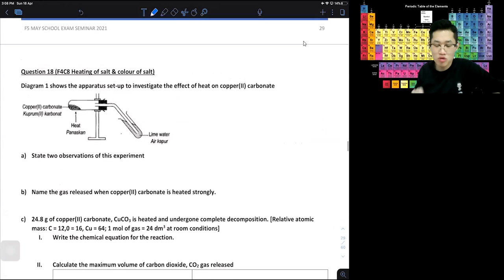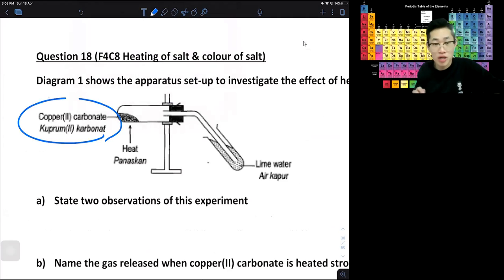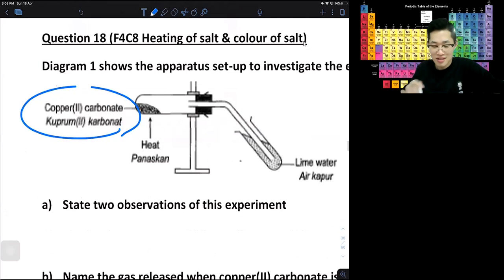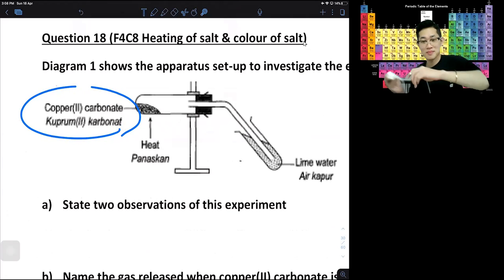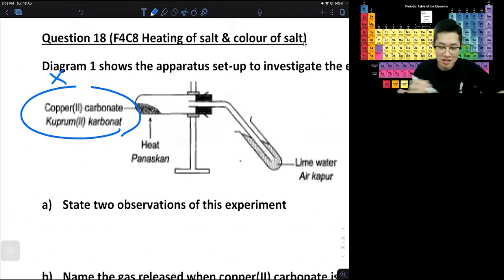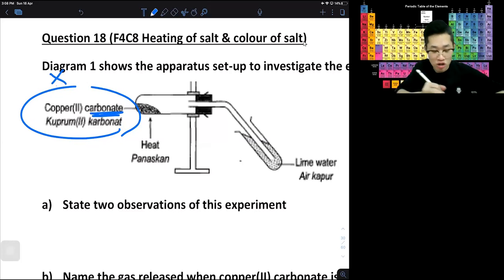Okay, we do this one. Next page. When we heat copper 2 carbonate, let me test you. Is copper 2 carbonate soluble or not? Yes, good, it's not soluble. Color? Green, correct. Green and insoluble.